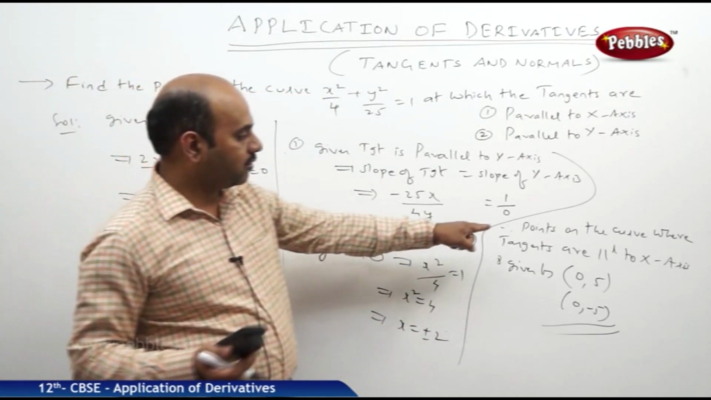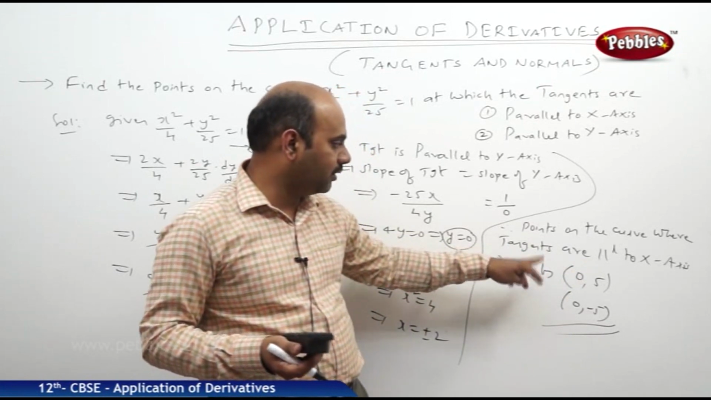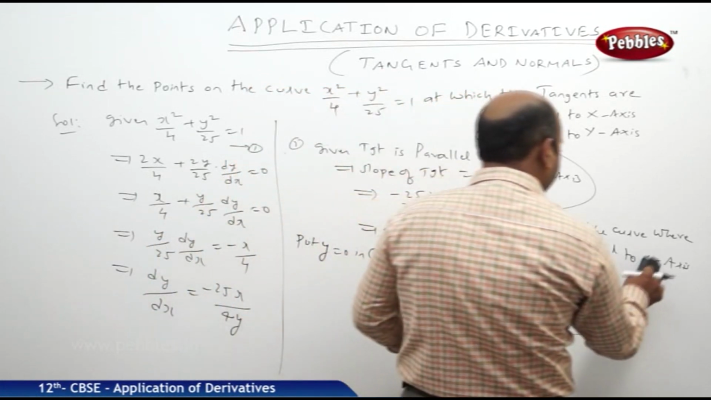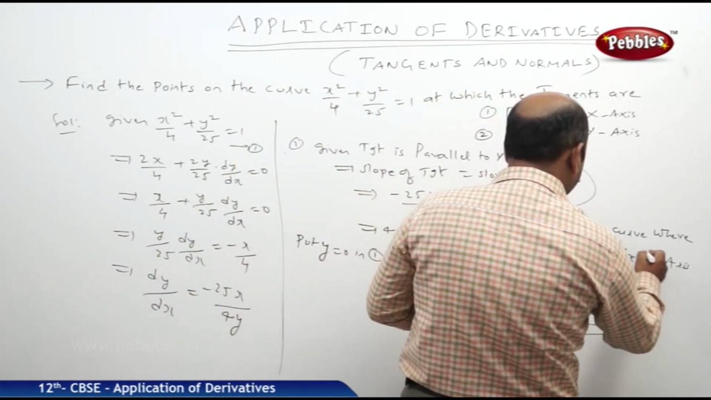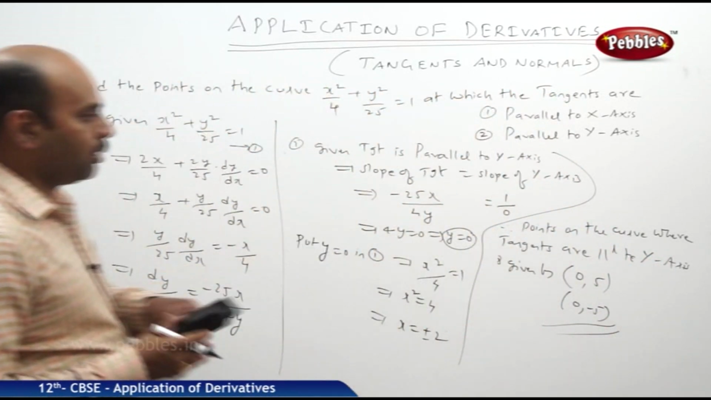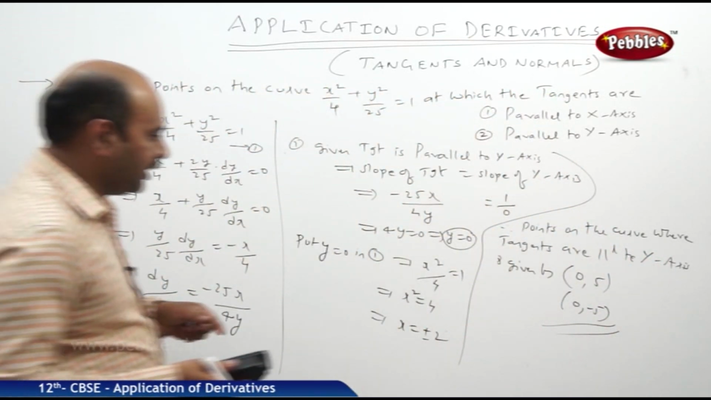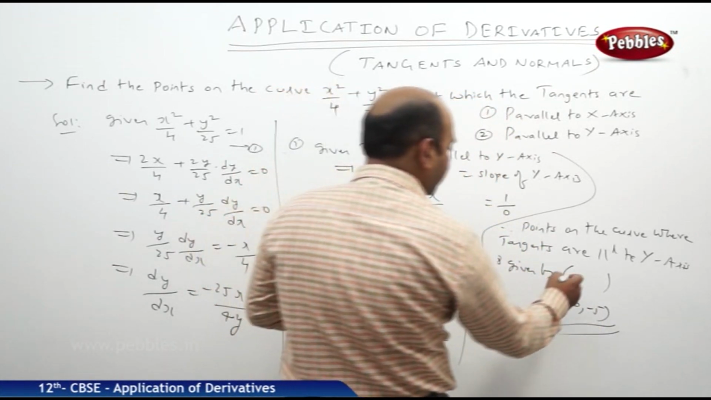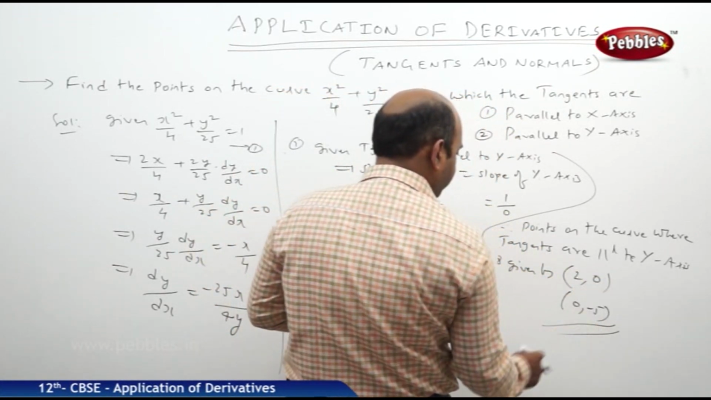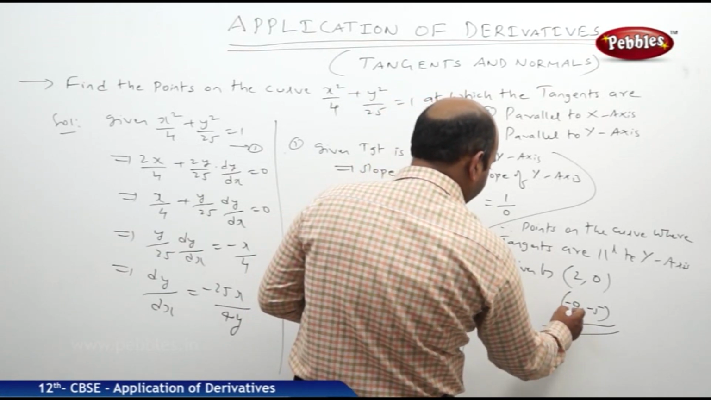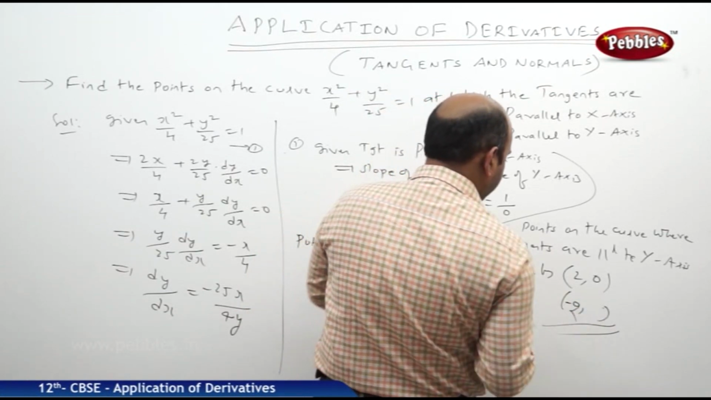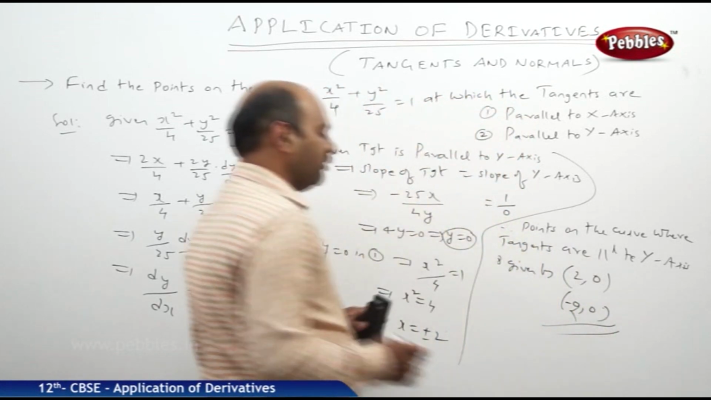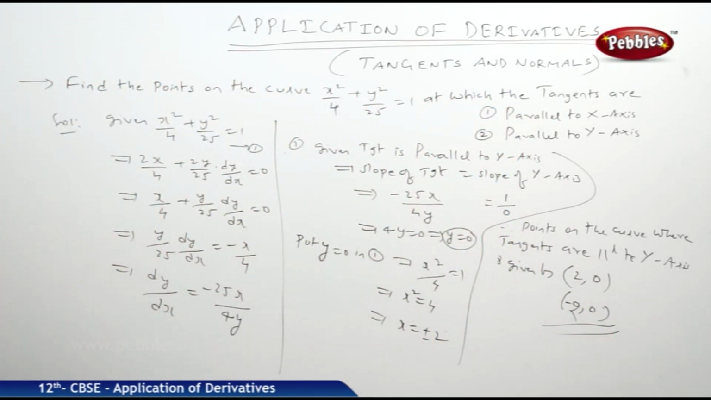Therefore, finally, what should I write? Points on the curve where tangents are parallel to the y-axis are given by, in place of x, the first time I take 0, y means always 0, and here I need to take minus 2, and here it becomes 0. So it's a very important problem. Everyone pay attention while doing this problem.